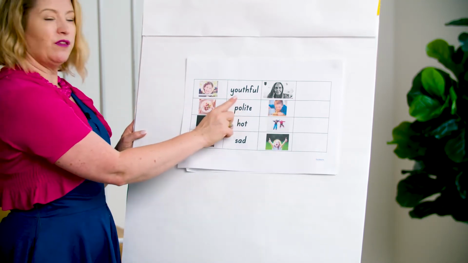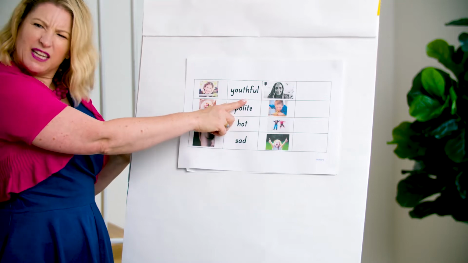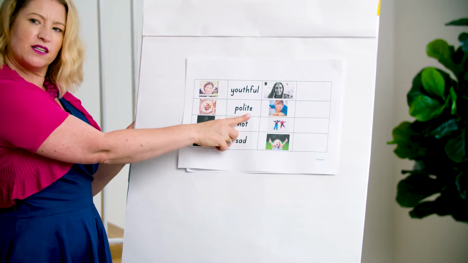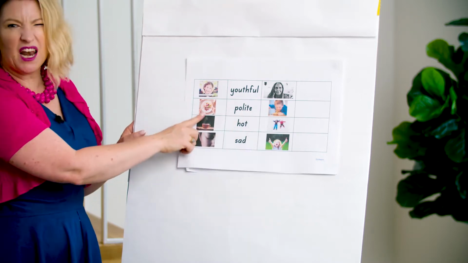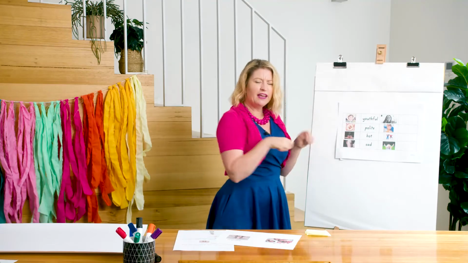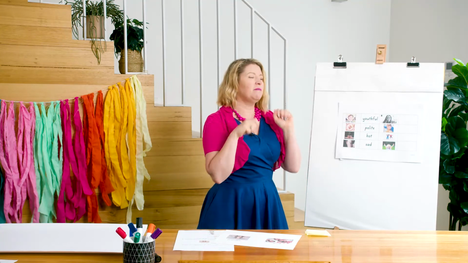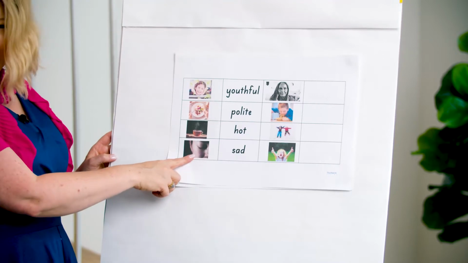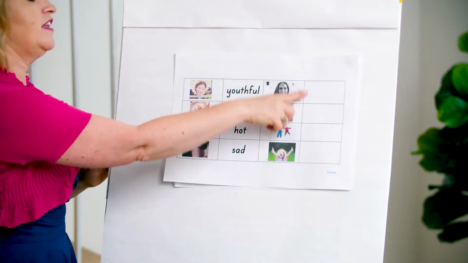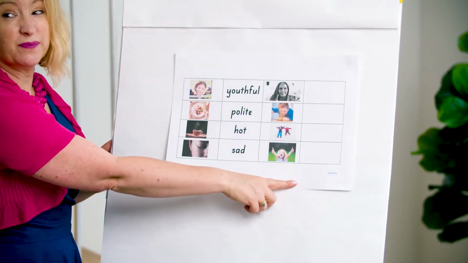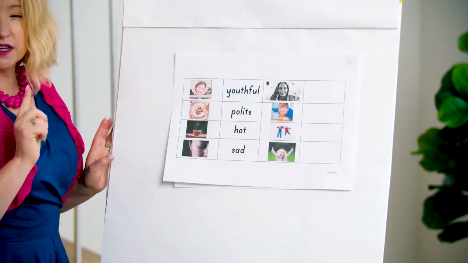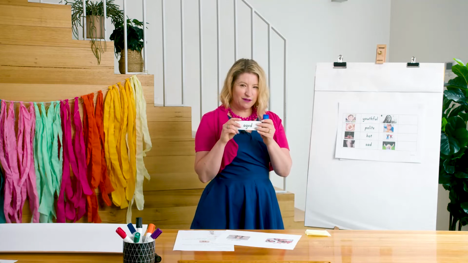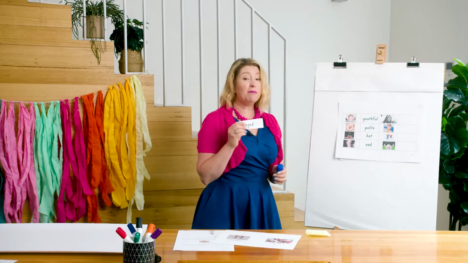So we've got youthful, full of youth. Youth means young, so young people are youthful. Polite, this person's eating politely. There's a little plate of food here and they've got their knife and fork and they're eating very politely. Hot and sad. We're going to think of the antonyms for those. So I'm going to grab some words and we're going to see if we can pop in the antonyms. Are you ready? I've got my list of words that are antonyms. See if you can help me match them.